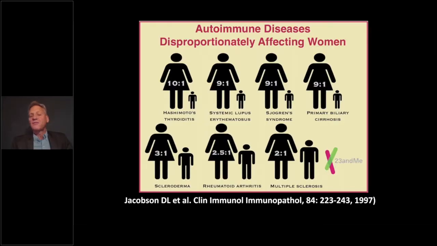The most prevalent autoimmune in the United States today is Hashimoto's, and it's 10 to 1, male to female. Lupus is 9 to 1, female to male. I said that wrong. Hashimoto's is female to male, 10 to 1. Lupus, 9 to 1. Sjogren's, 9 to 1. Primary biliary cirrhosis, you can go through the list. The one that starts getting more even is multiple sclerosis, 2 to 1. But as you can see, more women are afflicted with autoimmune than not.